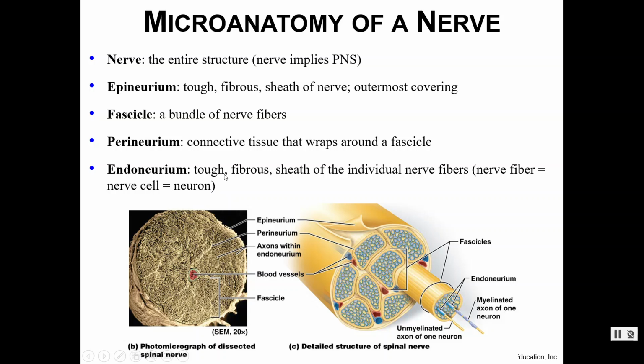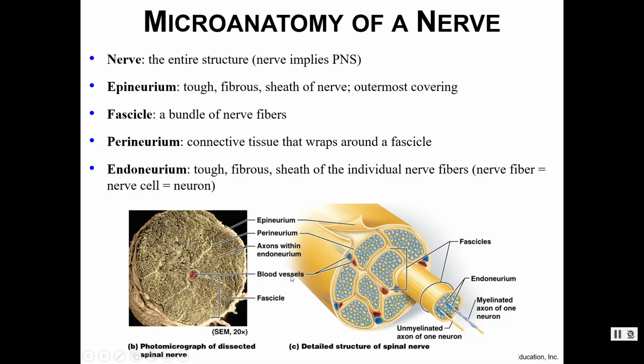And then we take a few of those and we wrap them in perineurium to create a fascicle. The fascicle is just a bundle of nerve fibers. So again, individual nerves have an endoneurium, and then we bunch them together and we create these fascicles, and then we take a bunch of fascicles and we wrap it in an epineurium, which is another tough nerve sheath. And that is, for example, a spinal nerve.